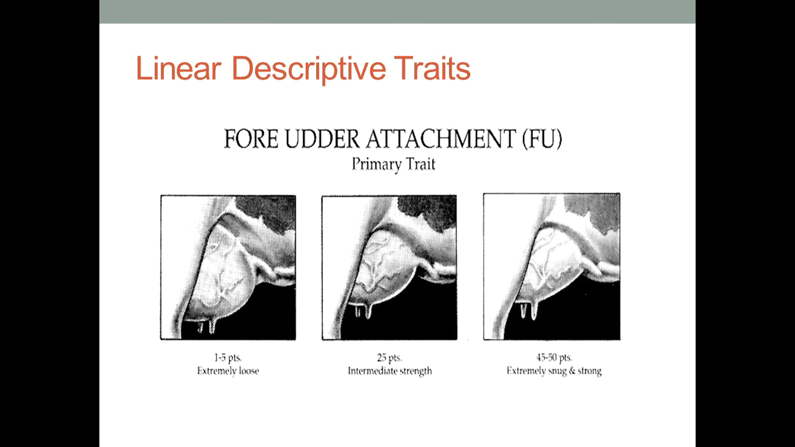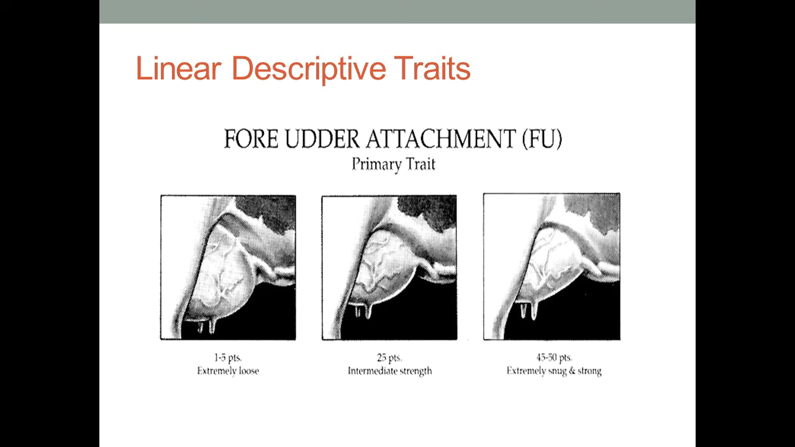Now let's talk about fore-udder attachment. Fore-udder attachment is a primary trait. It's scored from 1 to 50. This is a trait where 50 is the optimal. And this is not a measurable trait. This isn't something that we can pull out a measuring stick and score.